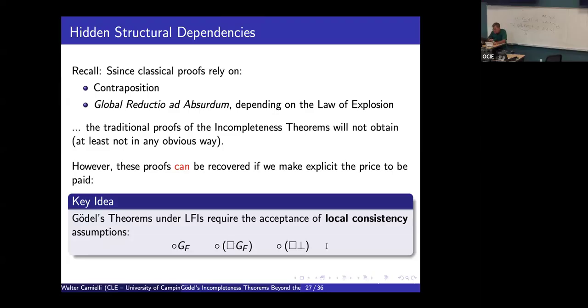There are some hidden structural dependencies here that I'm going to show you. Recall that since classical proofs rely on contraposition and global reduction, depending on the law of explosion, the traditional proofs of incompleteness will not obtain, at least not in any obvious way, in my logic. However, these proofs can be recovered if you make the price explicit. What's the price to pay? Key idea: Gödel theorems in LFI require the acceptance of the following local consistency assumptions. The Gödel formula itself is consistent, the provability of this formula is consistent, and the provability of bottom is consistent. That's the minimum I need to recover the proofs.